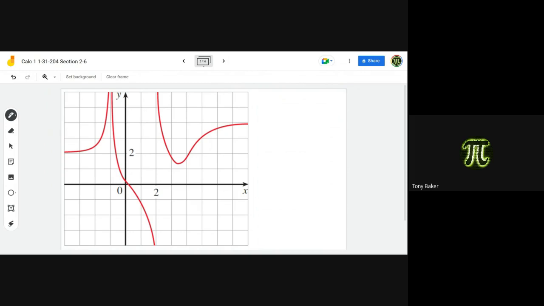Let's look at vertical asymptotes first. Do I have any vertical asymptotes in this problem? Where's my first vertical asymptote? Negative 1. So x equals negative 1 is a vertical asymptote. What would be the limit as x goes to negative 1 of f of x? That one would be infinity, because both directions go to infinity, correct?